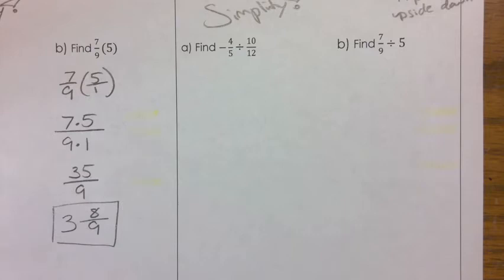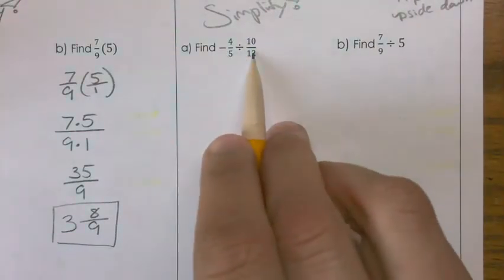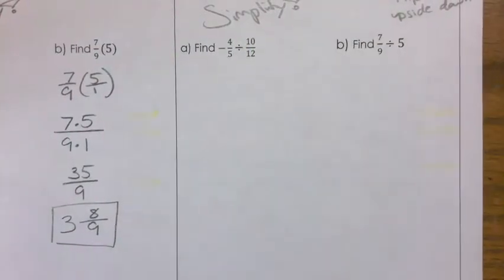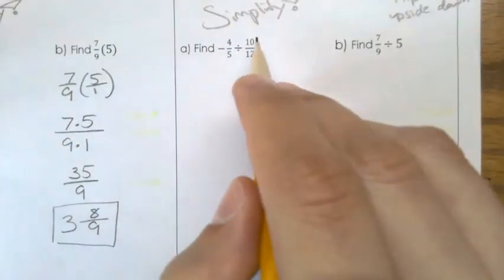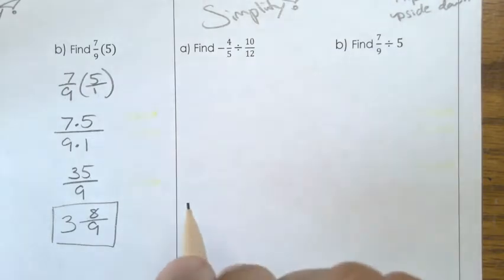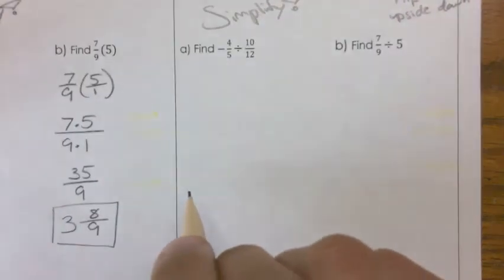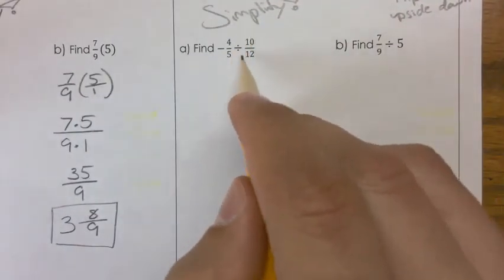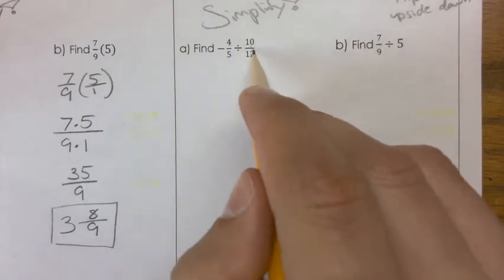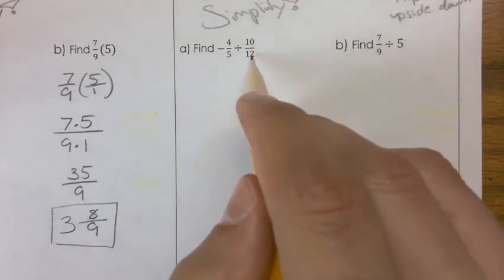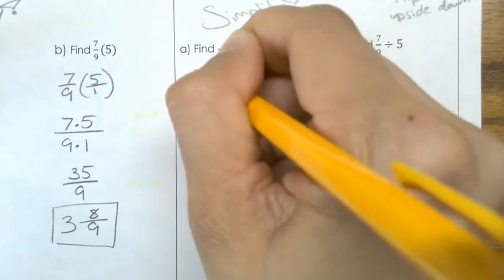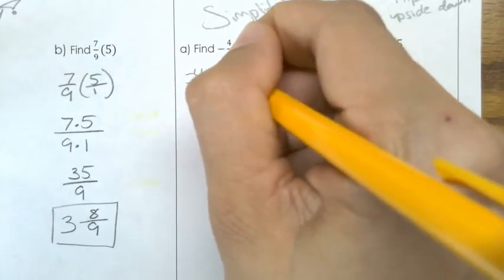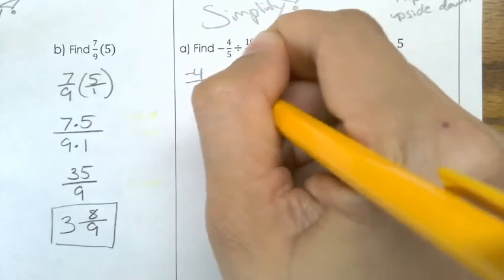So the first one. Notice it's a negative divided by a positive, so our final answer has to be a negative. Keep that in mind. And we don't have any mixed numbers, and we don't have any whole numbers, so we are good to go with step 2. Let's find the reciprocal of the second fraction. Reciprocal means to flip this, so that way we can work with multiplication instead. So we have -4/5 multiplied by the reciprocal of that second fraction.